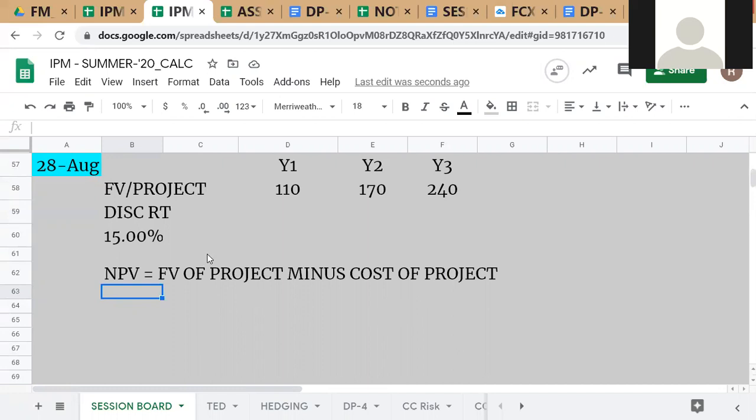Okay. And when do you accept the project? When the NPV is positive. Which means the fair value must be higher than the cost of the project, which is the market price, right? Essentially, let me write this here also.